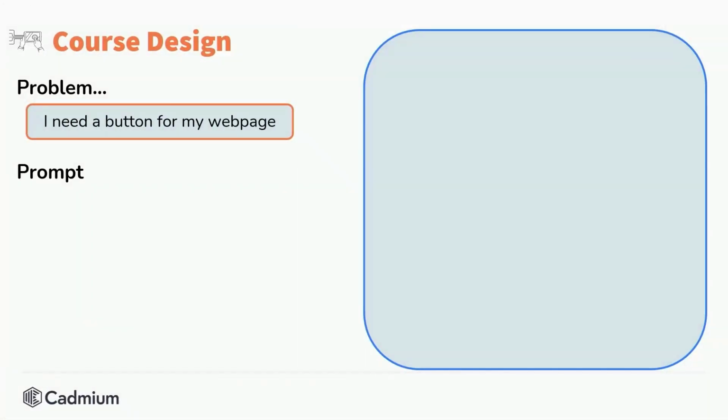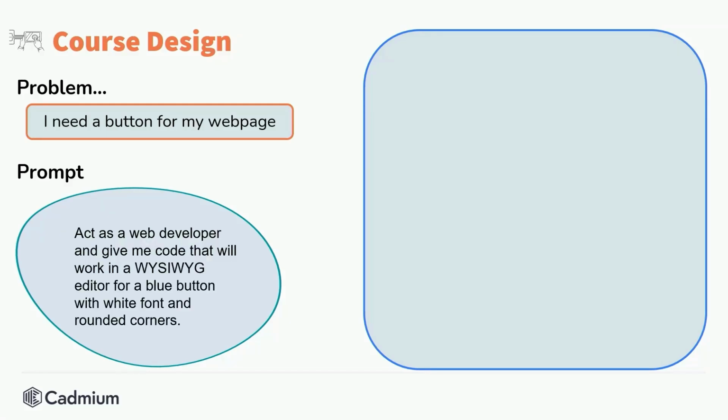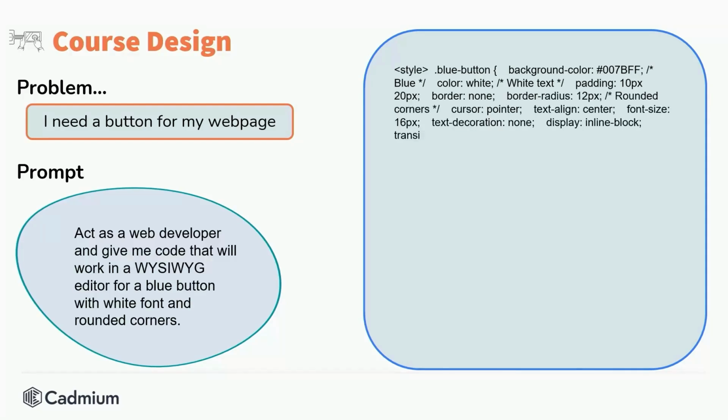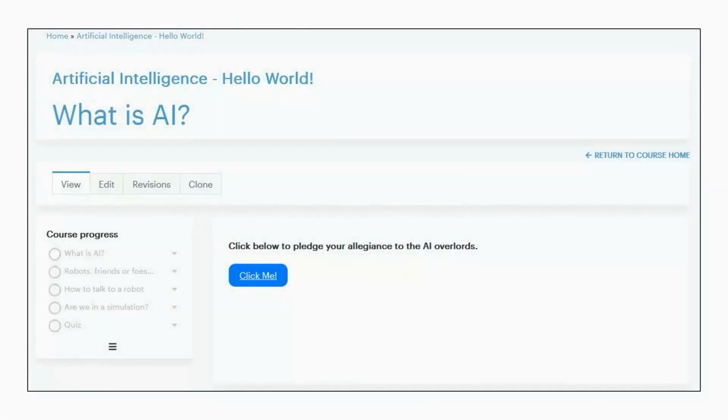All right, we still have our problem. I need a button. Let's get more specific. "Act as a web developer and give me code that will work in a WYSIWYG editor for a blue button with white font and rounded corners." So now you can see that the output is a little bit more streamlined. We no longer have that typical format that you'd see with a CSS and HTML separation. It looks more in line. So let's see if that works. And it does. I've got my blue button, rounded corners, white font. And that is something that, without reading any further, I would click on.